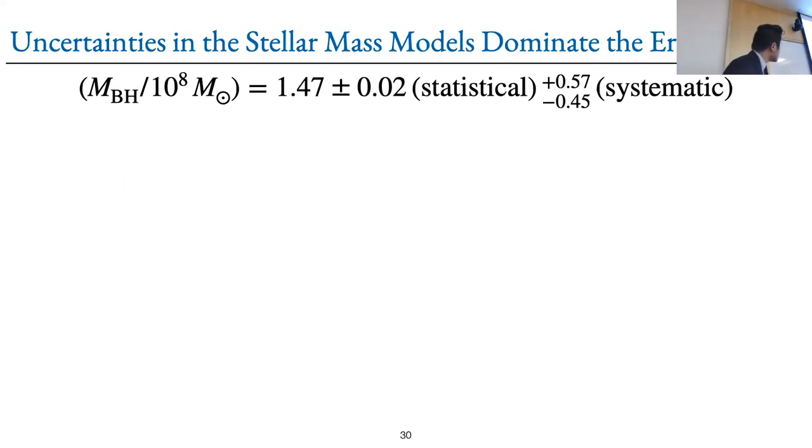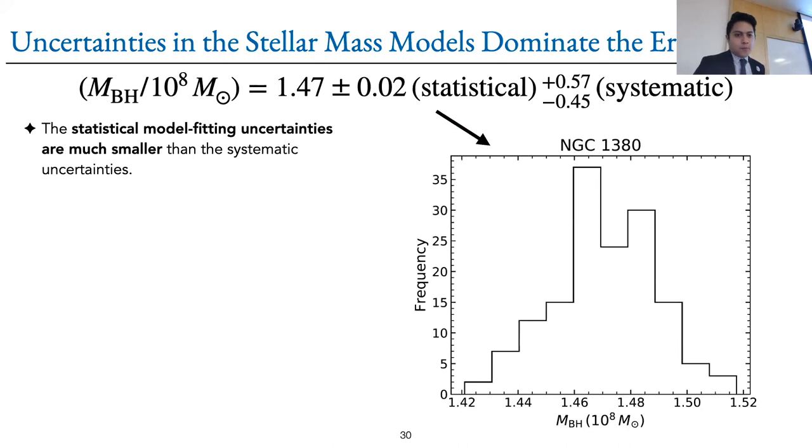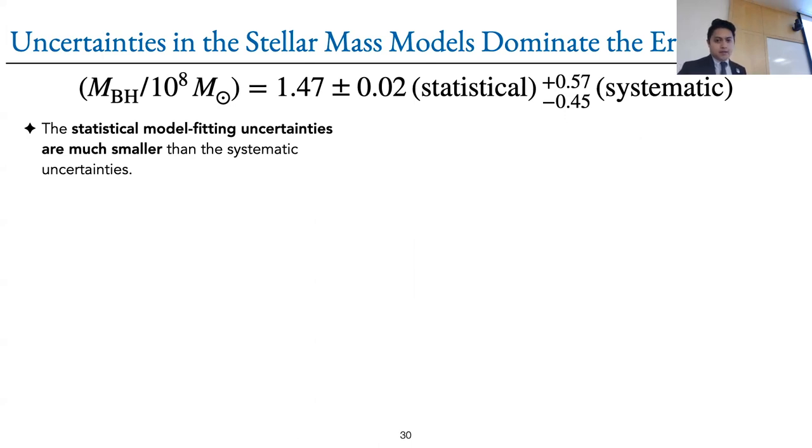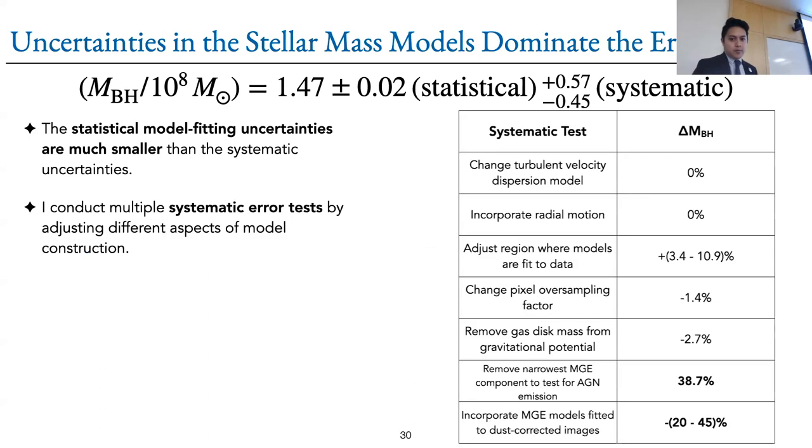So let's talk about the systematics now, because that's one of the most important parts. Like I said before, the model fitting uncertainties are much smaller than the systematic uncertainties. We get the statistical uncertainties from doing essentially a Monte Carlo simulation or a resampling procedure and getting the standard deviation of this distribution. So it's a fairly tight distribution centered around the best fitting black hole mass. And the systematics are derived through a number of tests that I carry out. Essentially you can imagine changing a few switches and moving a few dials and changing different aspects of the model construction that could affect our interpretation of what's happening in the disk.